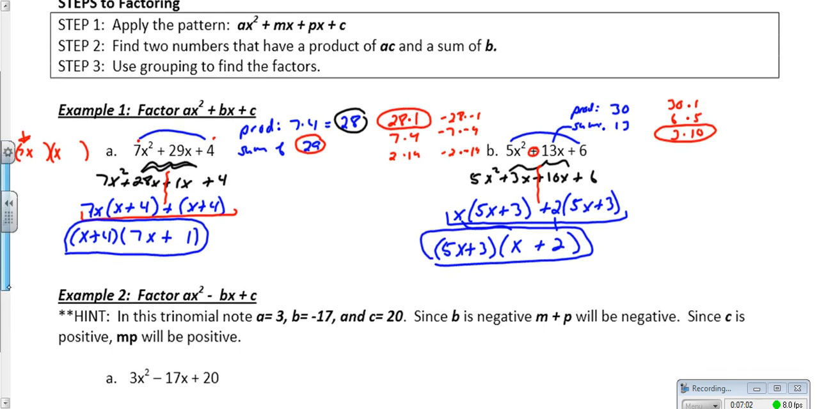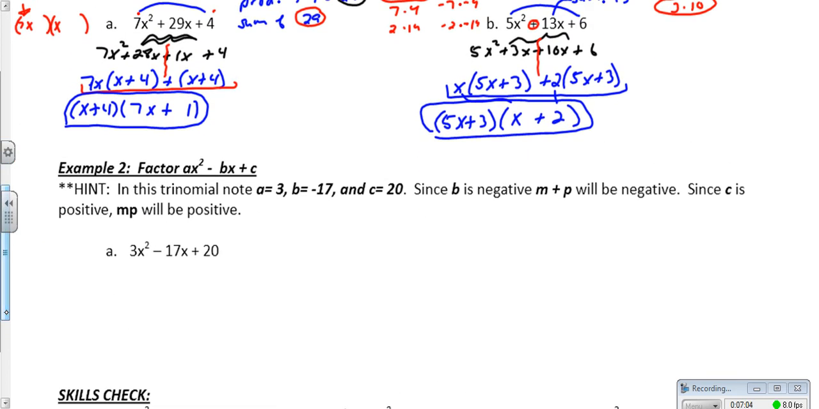Okay? All right, let's take a look at the next one. Now here we have a negative 17, so that's going to play a part, and we'll see. It's not a big difference, but we'll take a look at it. All right, so we take 3 times 20, and we get a product of 60 and a sum of negative 17. All right, so product of 60.